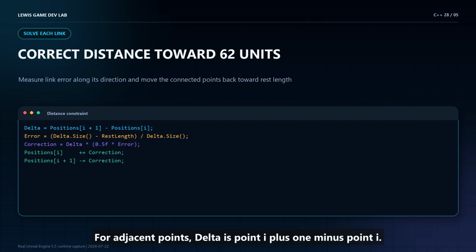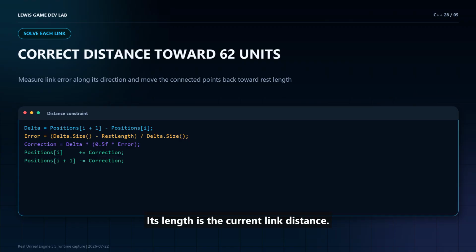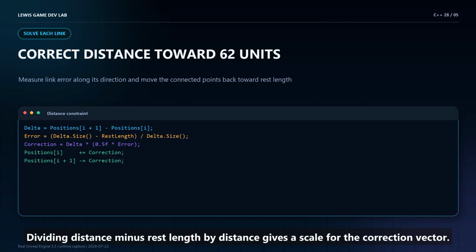For adjacent points, delta is point I plus 1 minus point I. Its length is the current link distance. Dividing distance minus rest length by distance gives a scale for the correction vector.